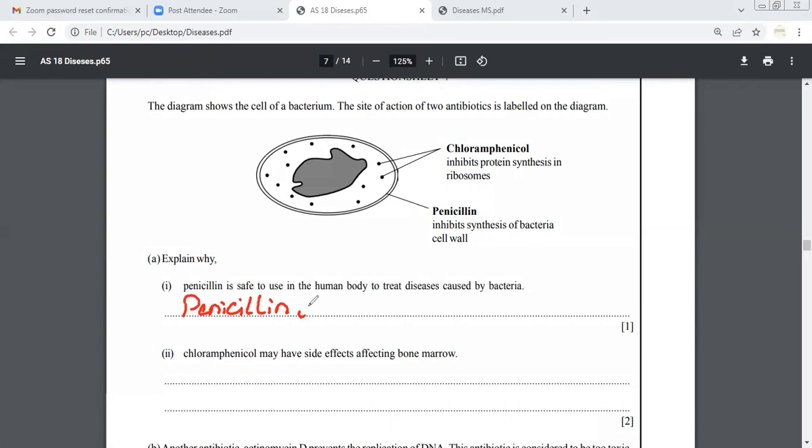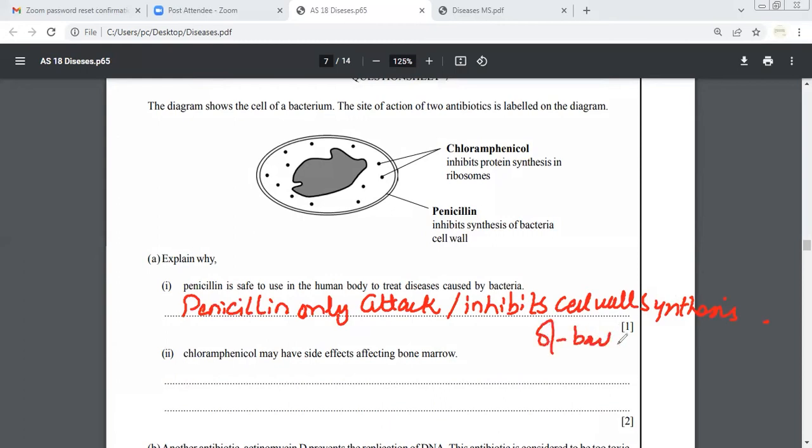Penicillin only attacks or inhibits cell wall synthesis of bacteria.